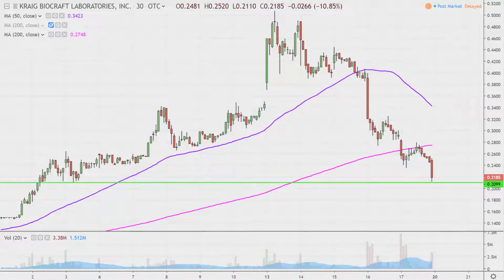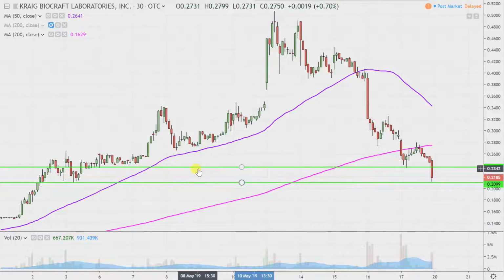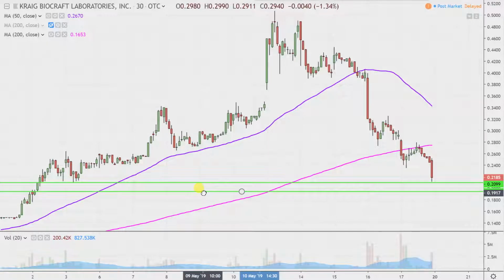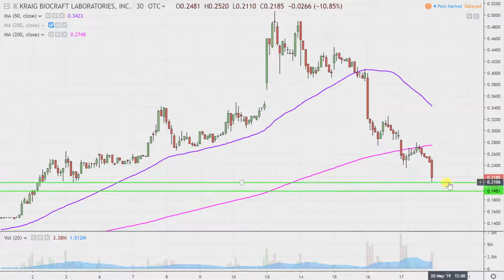In the event 20.5 does not hold, then the next key level of support that you would want to keep an eye on is not terribly far away, and that would be down there right around 19.5. So initial level, like I said, 20.5, and then after that, 19.5. So keep an eye on those couple levels, and we'll see how this one plays out next week.